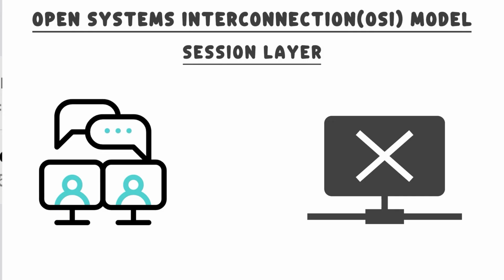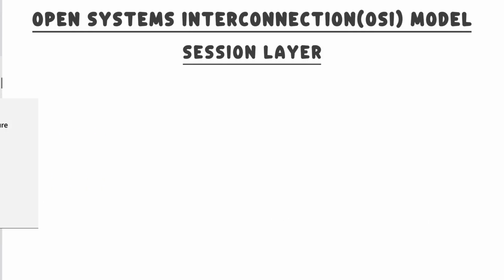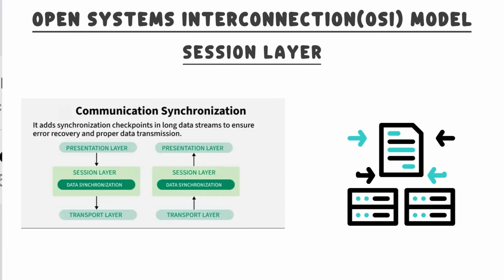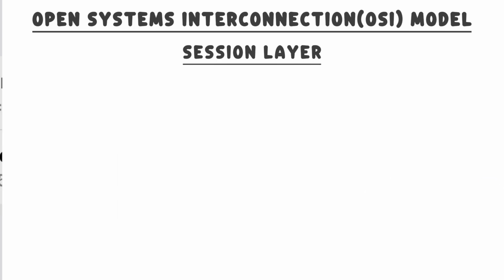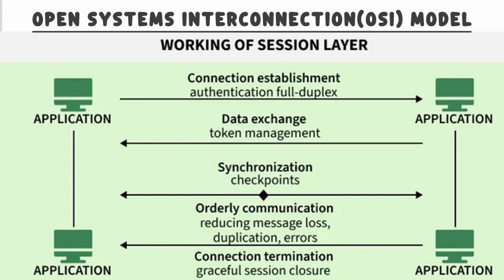One major role this layer performs is synchronization, which is setting up checkpoints in the data stream so that in case a failure occurs, the communication process can resume from the last checkpoint instead of starting all over again. So, this layer is responsible for establishing, managing, and terminating the connection between the two applications on the devices taking place in the communication process.